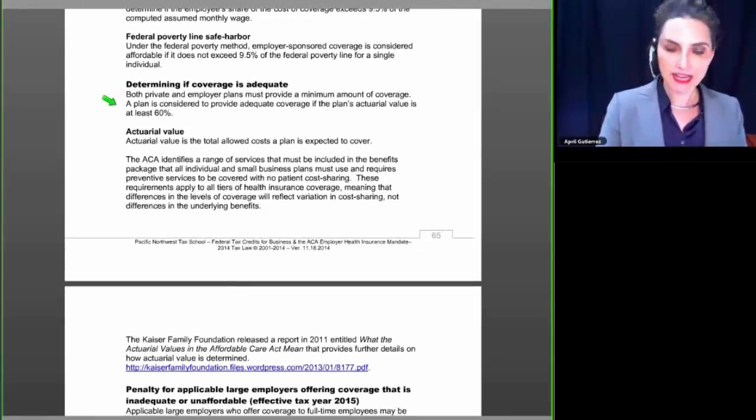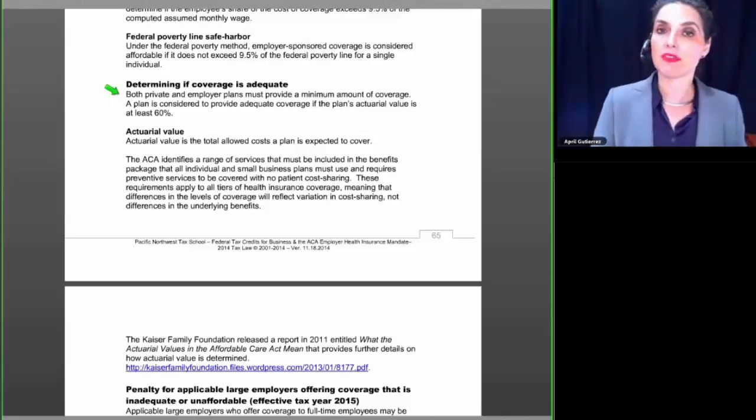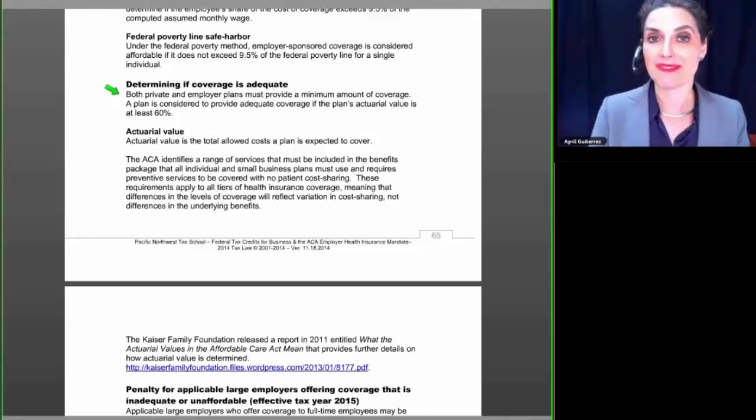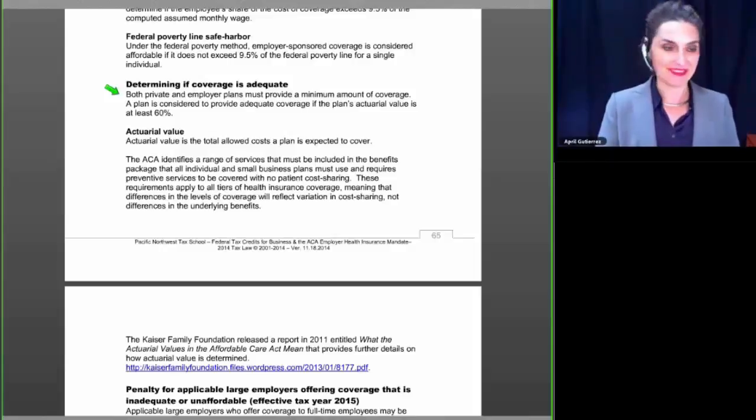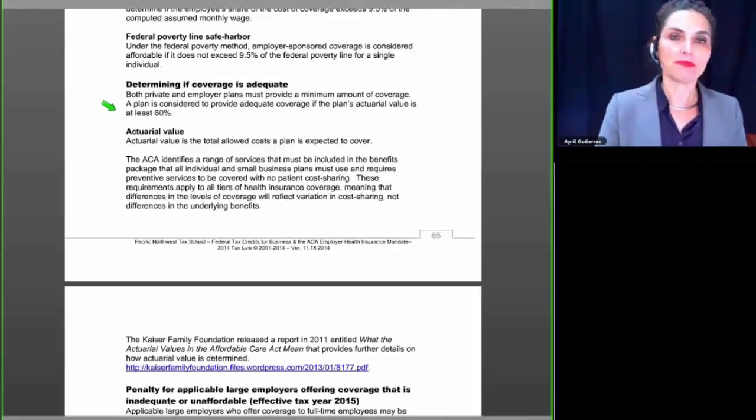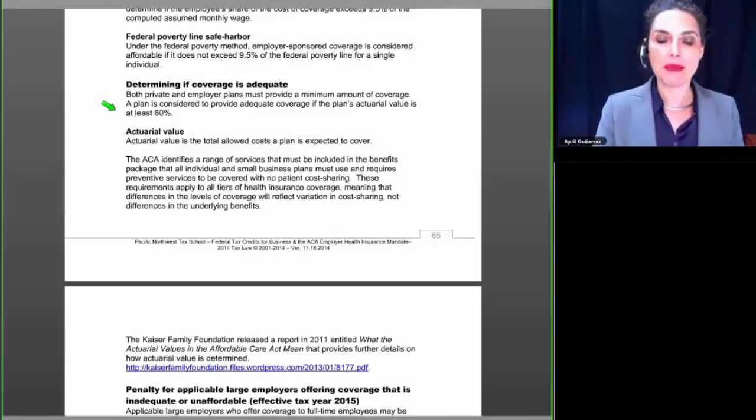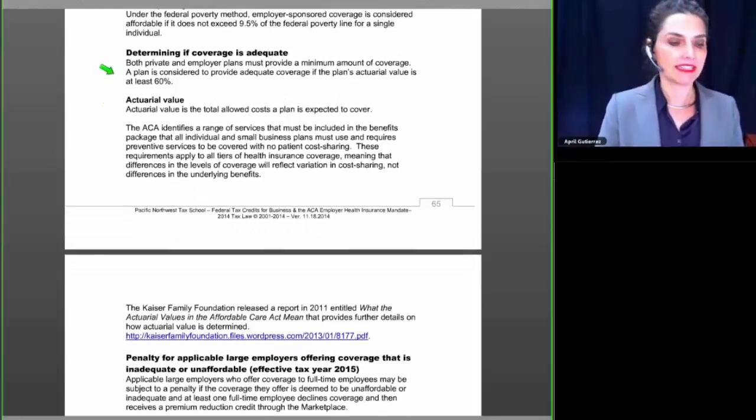Determining if coverage is adequate. So the coverage has to be affordable, and it must also be adequate. So what does adequate mean? Well, both private and employer plans must provide a minimum amount of coverage. A plan is considered to provide adequate coverage if the plan's actuarial value is at least 60%.